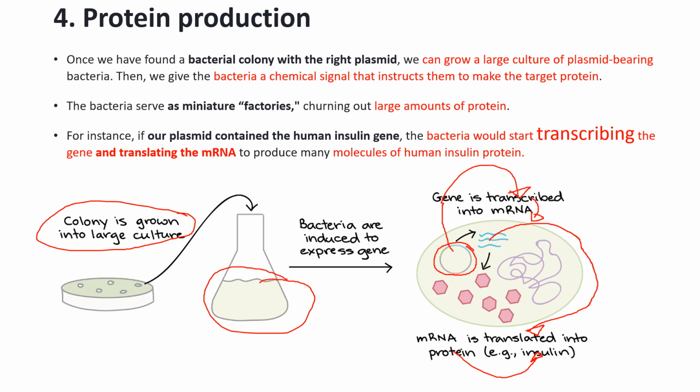So you have bacteria that are carrying your gene of interest. These bacteria can be caused to express the gene, so they're chemically signaled, and then the DNA of interest undergoes transcription to make messenger RNA. The messenger RNA is then translated to make these proteins. So DNA of interest makes messenger RNA. Messenger RNA is then translated to make insulin proteins. So remember, the insulin is still inside your bacteria.